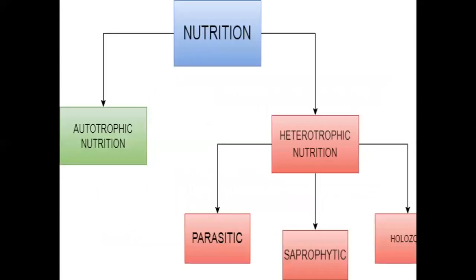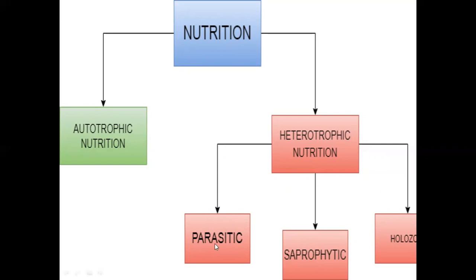Now, in living organisms, there are two main types of nutrition, that is autotrophic nutrition and heterotrophic nutrition. Autotrophic nutrition means the organism can prepare its own food using simple raw materials like carbon dioxide and water by the process of photosynthesis. Obviously, this type of autotrophic nutrition is seen in plants. Heterotrophic nutrition is where the organism depends directly or indirectly on plants to obtain its food. This type of nutrition is mainly of three types: parasitic, saprophytic, and holozoic.